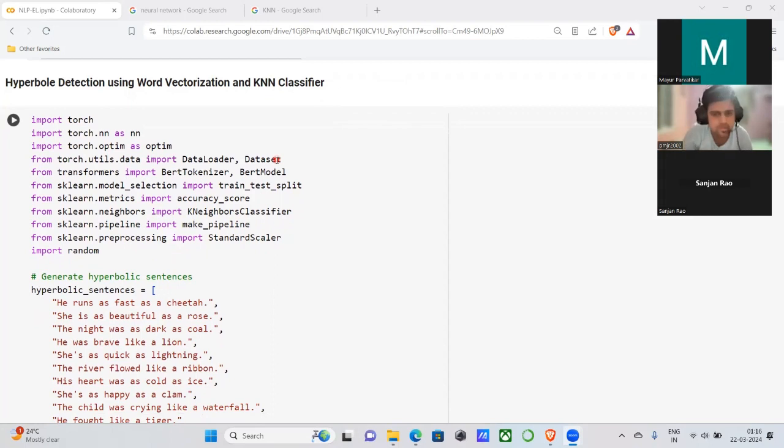A hyperbole is nothing but an exaggeration of an emotion or a sentence. As you can see here, as an example, we have given "she is as beautiful as a rose." That is a hyperbole, because nobody can actually be like a rose, but the beauty is compared to the rose as a part of exaggeration. In Kannada, this is known as Atishayokti.